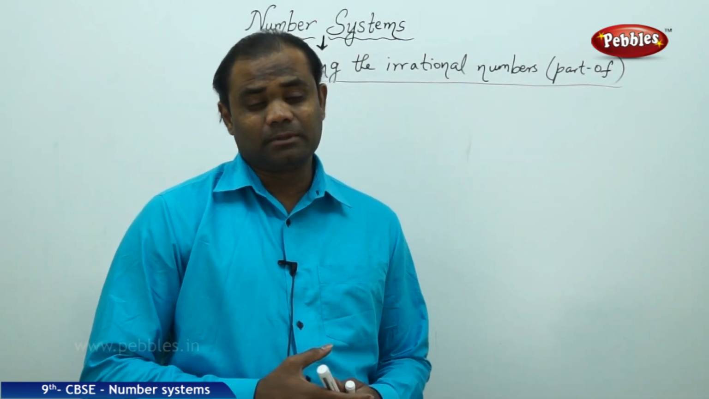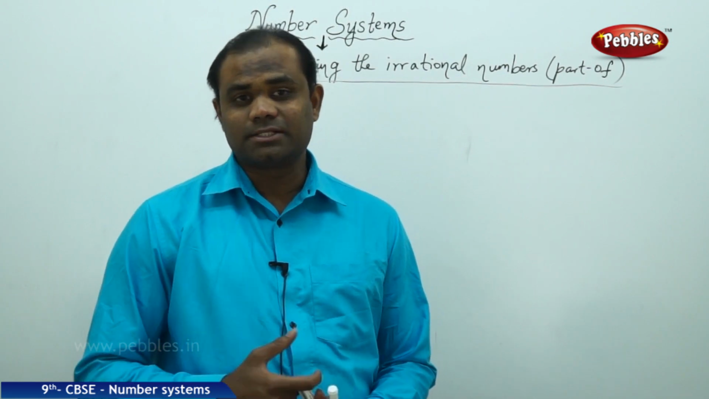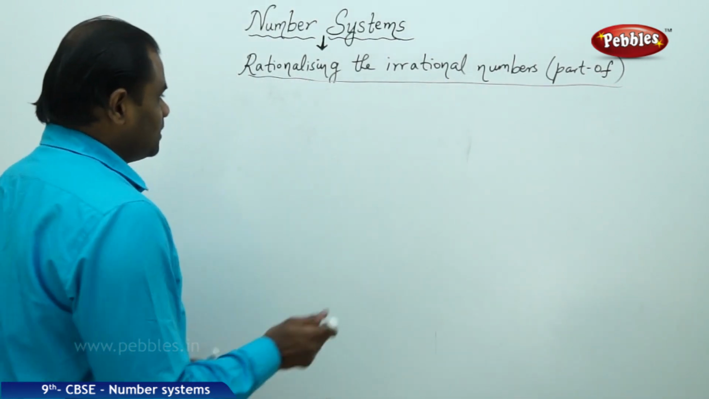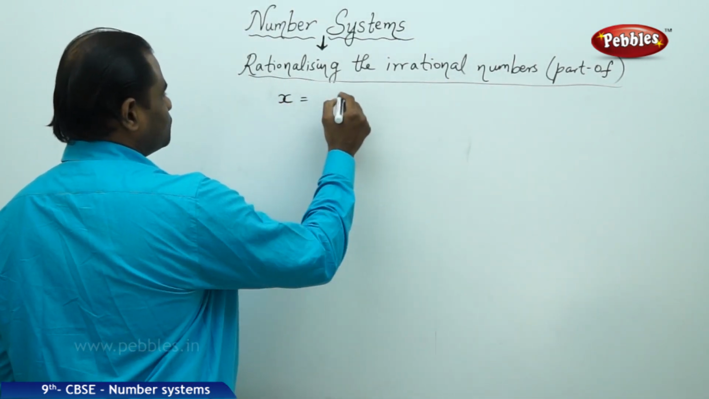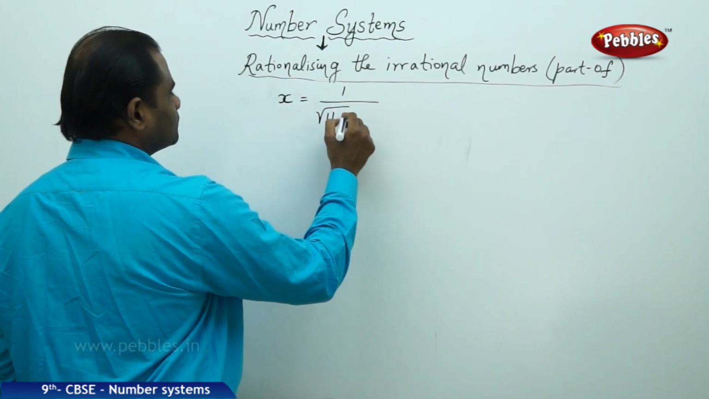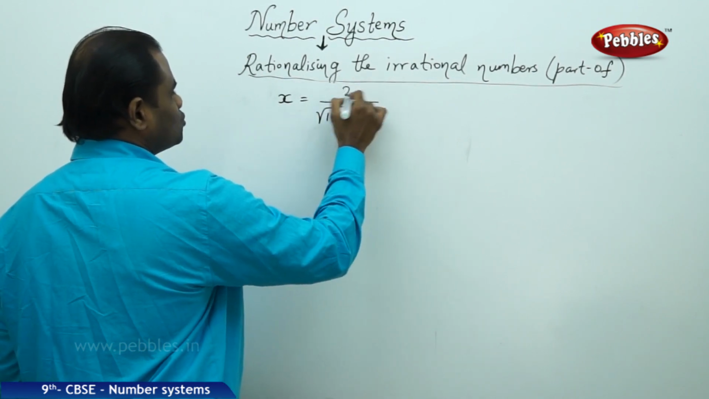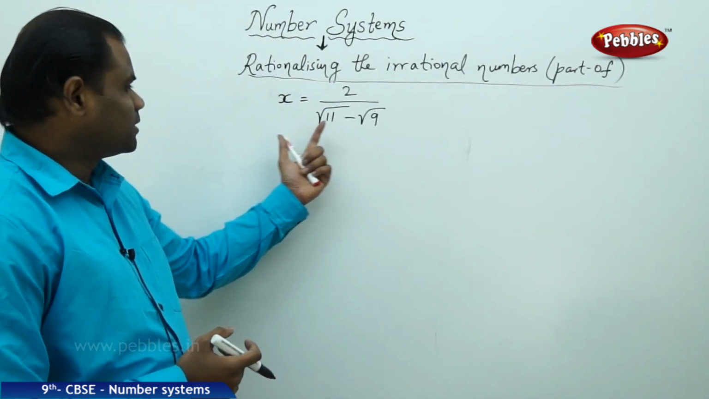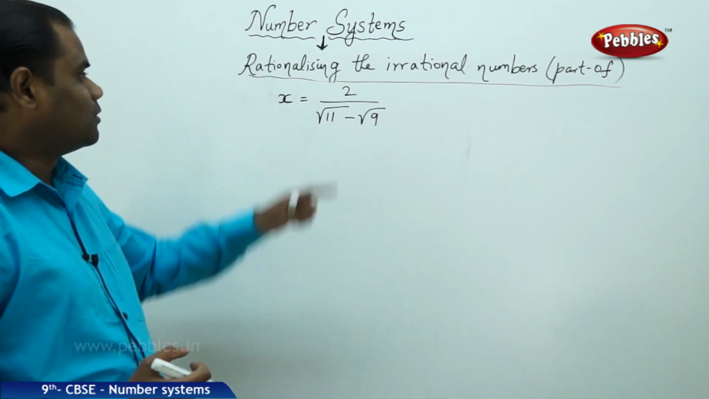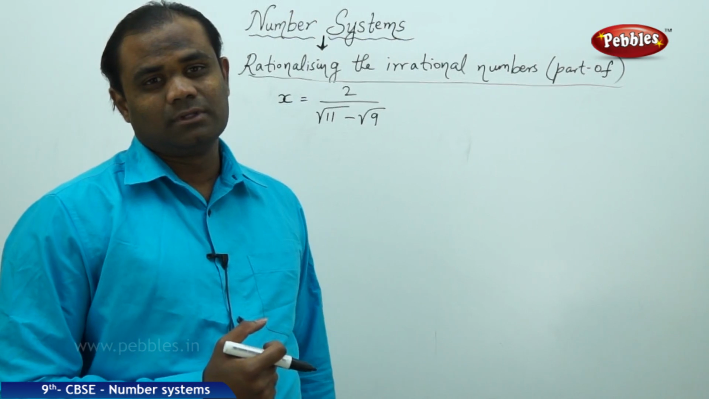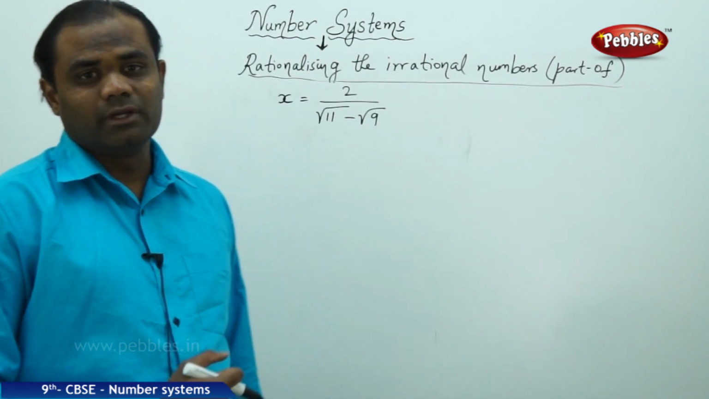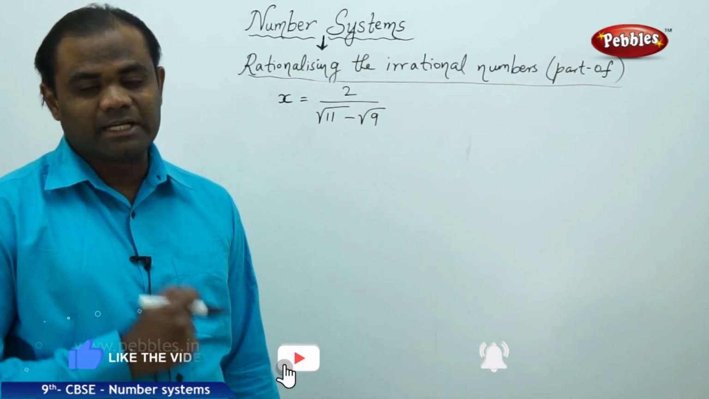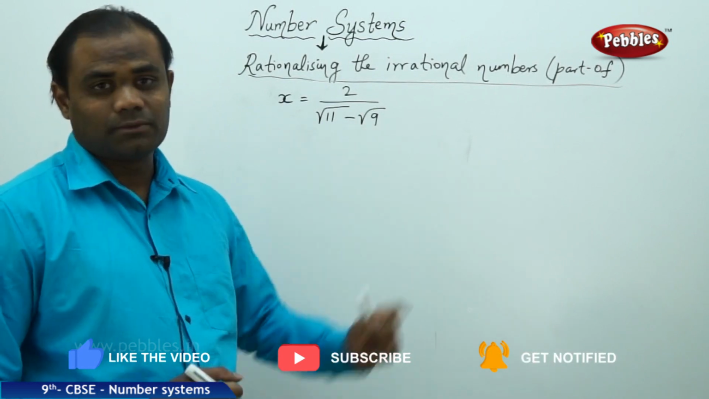Let's see one more example through which we understand the rationalizing concept of an irrational number better and stronger. For example, I have my x, which is 1 by root 11 minus root 9, or I have this 2 by root 11 minus root 9. And I clearly see that the denominator has irrational numbers and the numerator has strictly a rational number. So my question here is, how do we rationalize the denominator, which is irrational presently? So let's see how we can rationalize the denominator here.